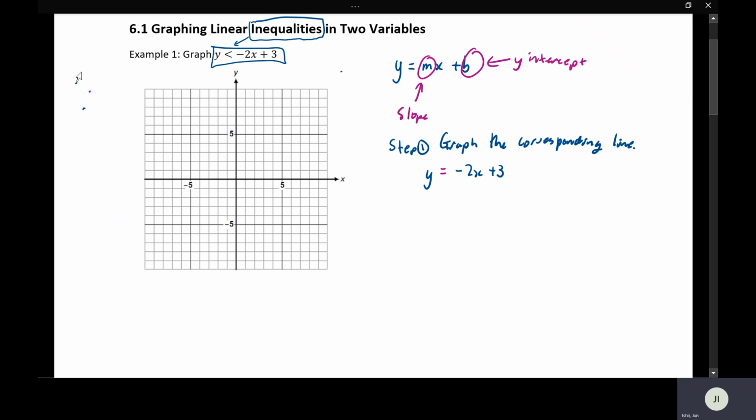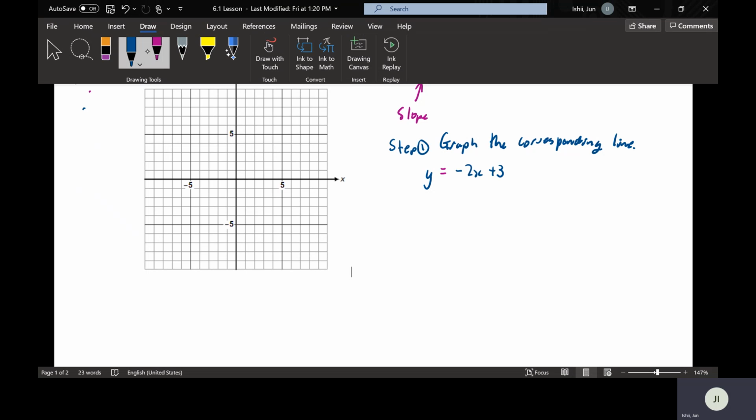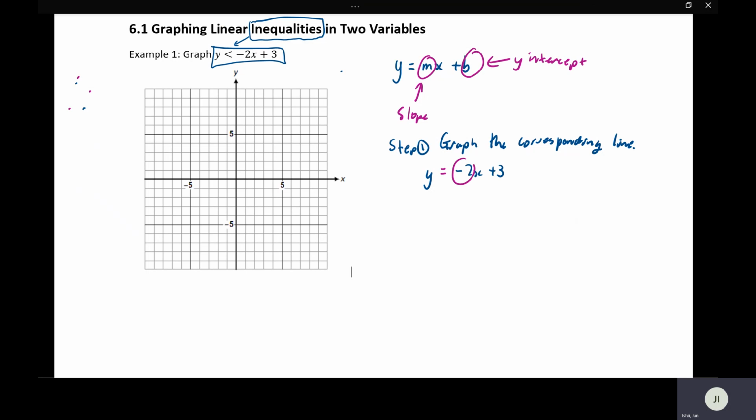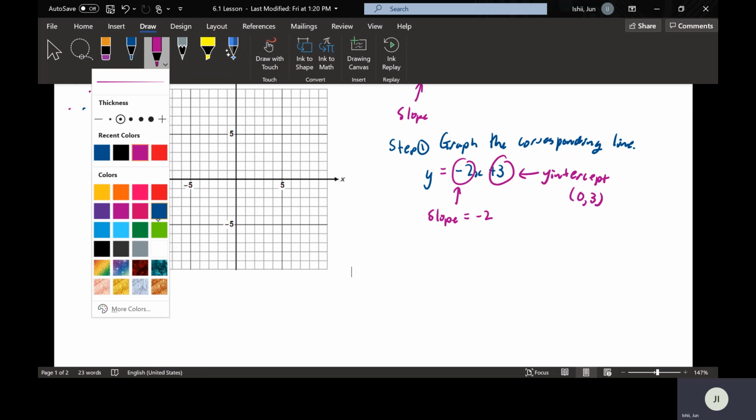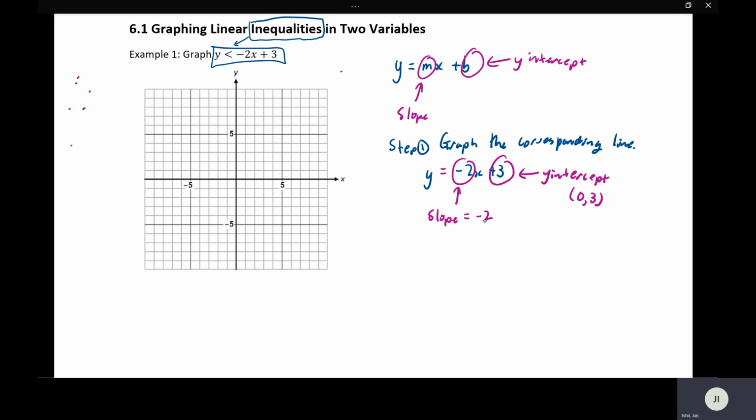All right, so two things we need to know when we're graphing a line are basically the slope and the y-intercept, or the location. In this case, we have a slope equal to negative 2, and our y-intercept is at positive 3. More specifically, it'd be the point (0, 3). The slope here is equal to negative 2. Now, what we want to do is maybe write it as a fraction, so that's negative 2 over 1. And this gives us the rise over the run.